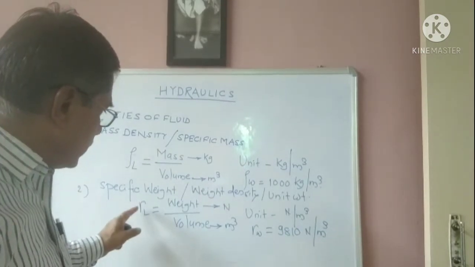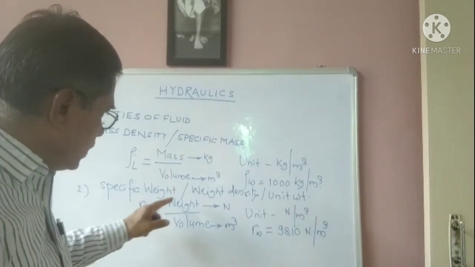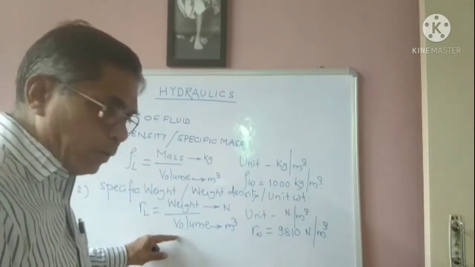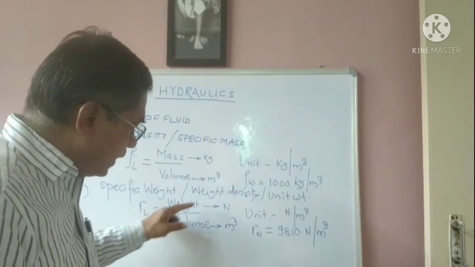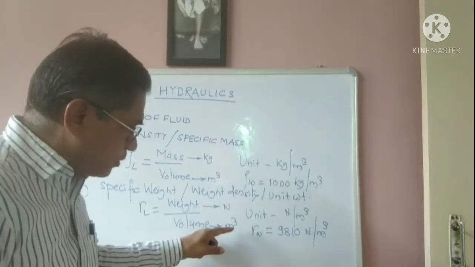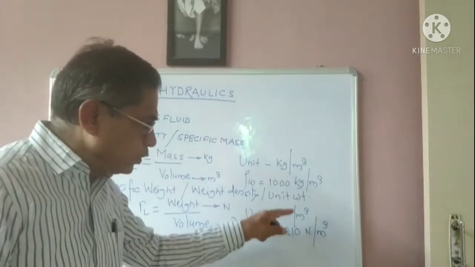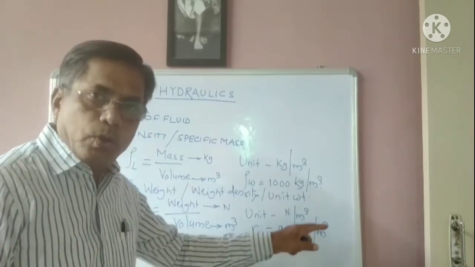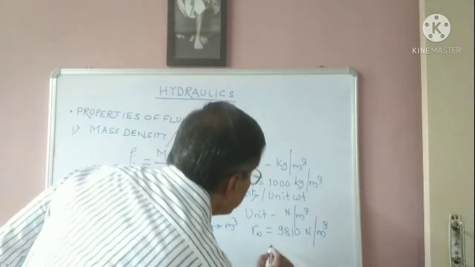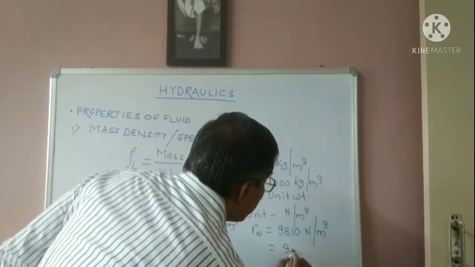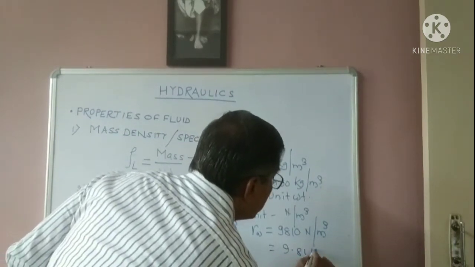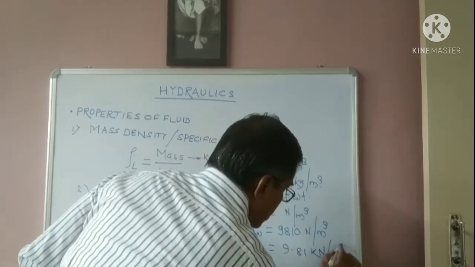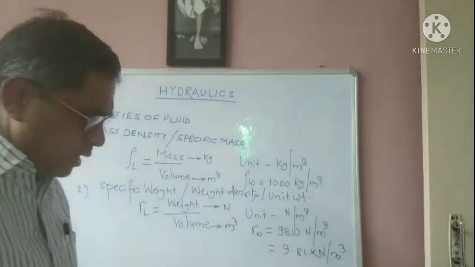So the specific weight is the ratio of weight per volume. So weight is expressed in Newton, volume is expressed in cubic meter. So unit is Newton per cubic meter. So gamma W is equal to 9810 Newton per meter cube. It is equal to 9.81 kilonewton per cubic meter.